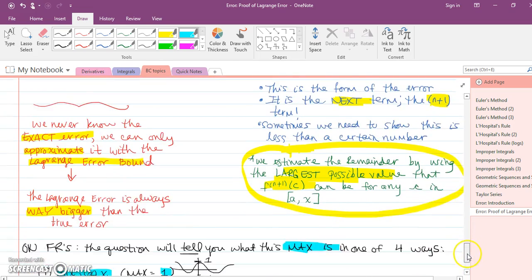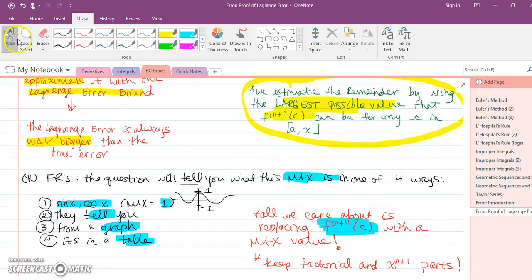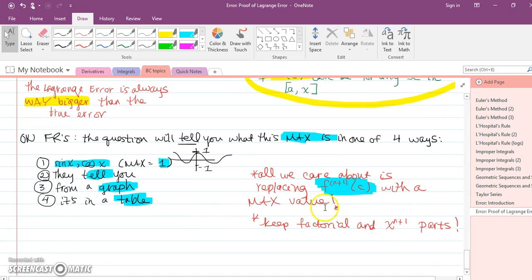You're going to keep everything else the same, and then you're going to manipulate it a little bit. But if you remember, you're just going to replace this with what the maximum is, then it's going to seem a whole lot easier. All right, so I'm going to stop here.